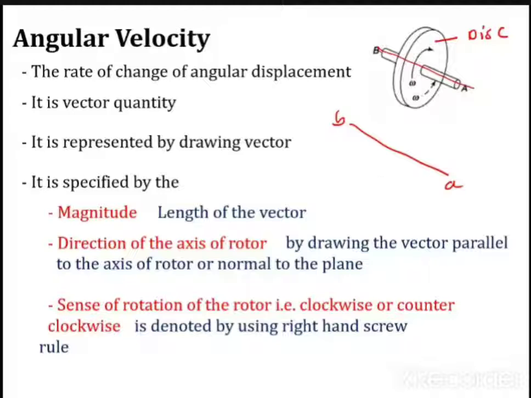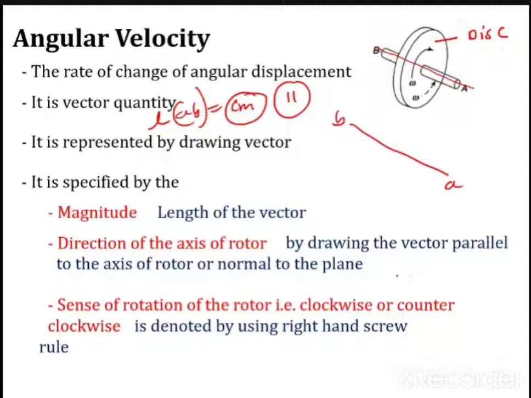Now two things I have already mentioned. The magnitude I have represented by the length AB. So let us say length AB is some centimeters, and I have drawn it parallel to the axis of rotor, which represents the direction of the axis of rotor. Now I have to represent the sense of rotation, whether it is clockwise or counterclockwise.